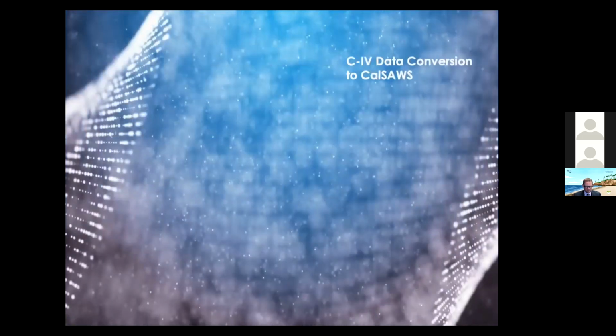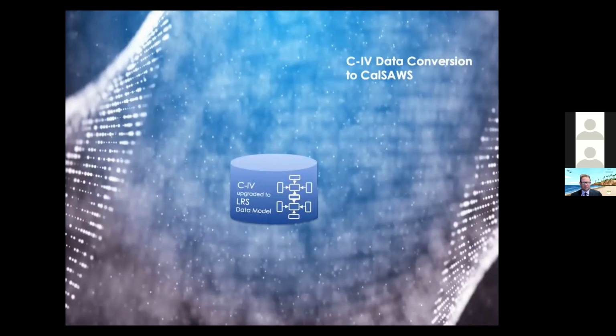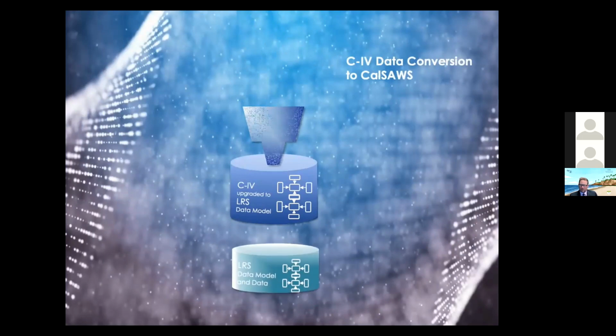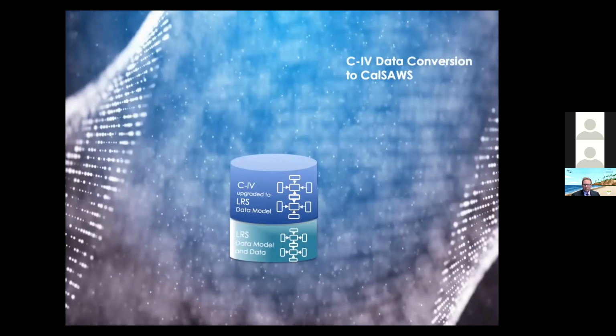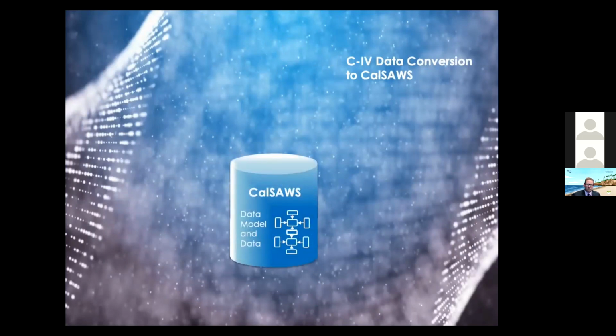Our C4 conversion isn't the usual standard system replacement conversion because C4 and LRS are so closely related. We start with our C4 database and then upgrade it to look just like the LRS's database, applying changes so that the C4 database becomes identical to the LRS. Of course, we have to upgrade the C4 data too, and when that's done, we layer in or append that C4 data to the LRS data. And when that's all complete, the 39 C4 counties have been migrated to CalSAWS.